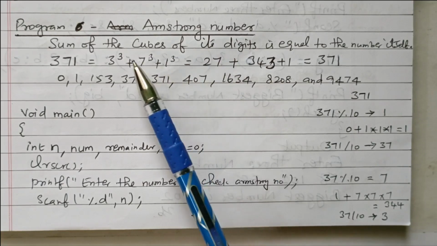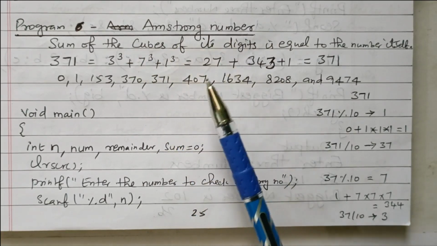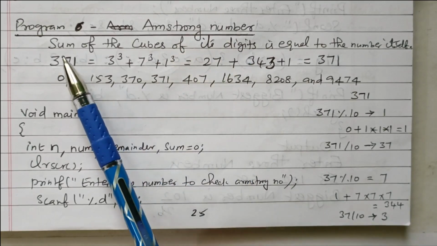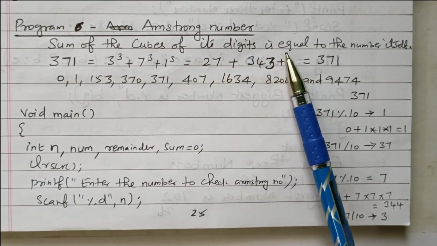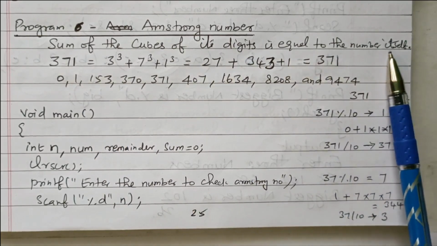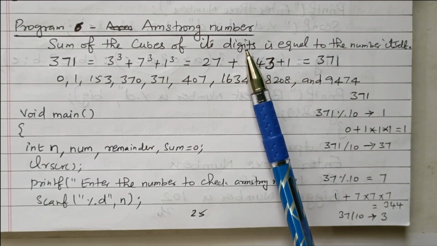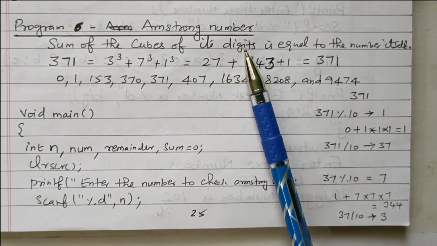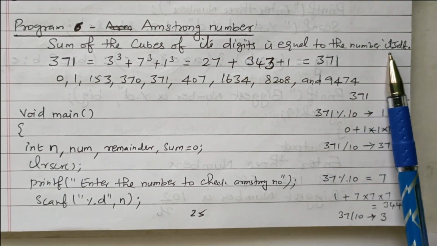Now we'll go to the topic: program to find whether the given number is an Armstrong number or not. What is an Armstrong number? The sum of the cubes of its digits is equal to the number itself. If a number is available, you find the cube of each and every digit, and by adding all the cubes, if the same number comes again, it is called an Armstrong number.